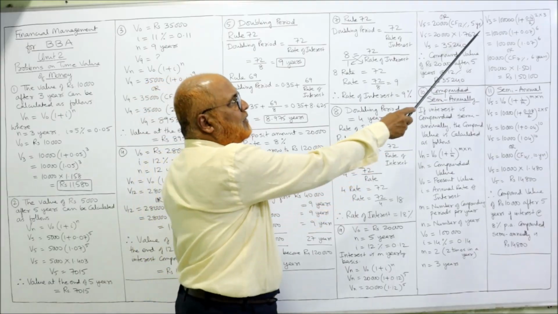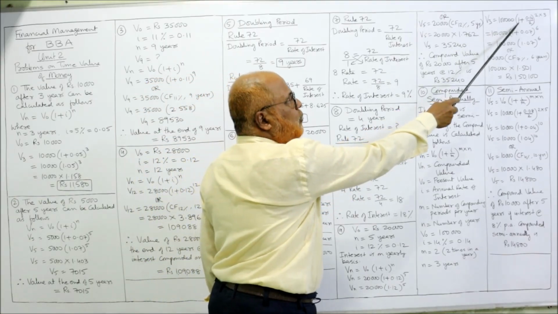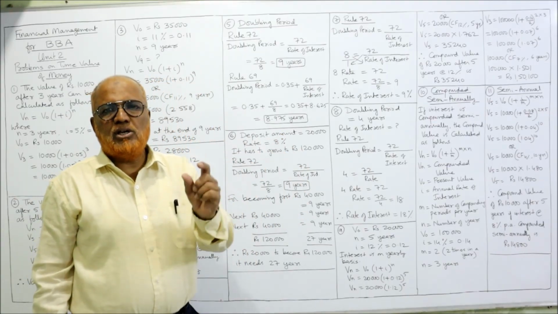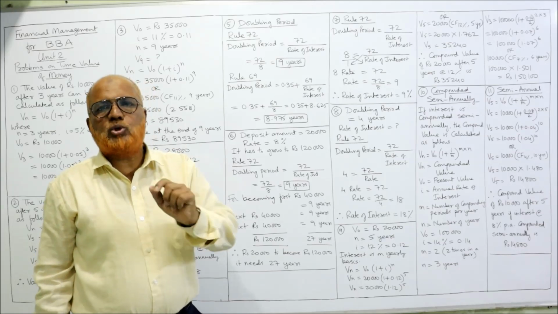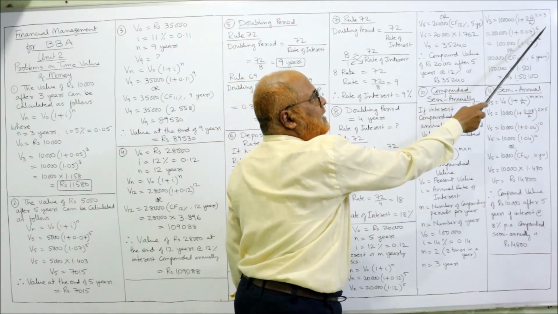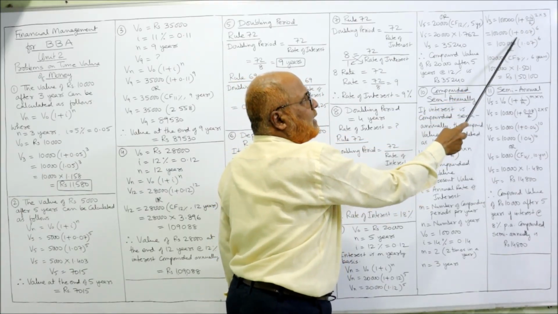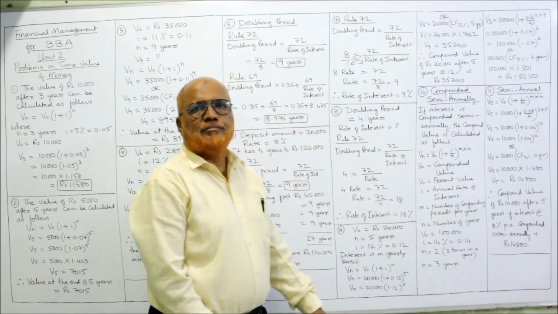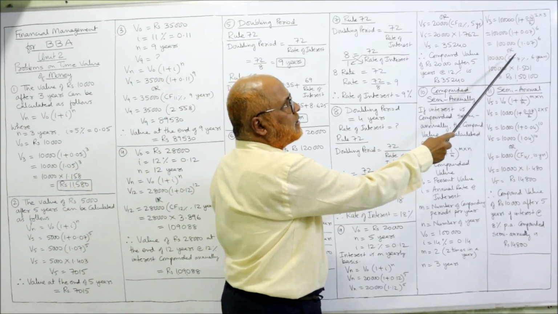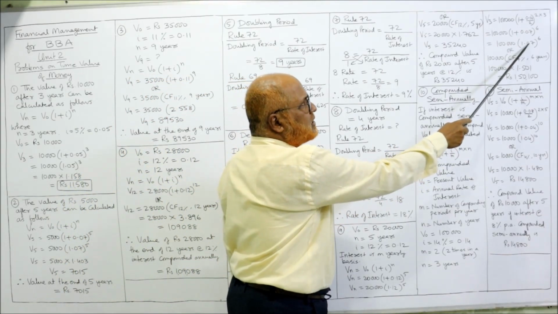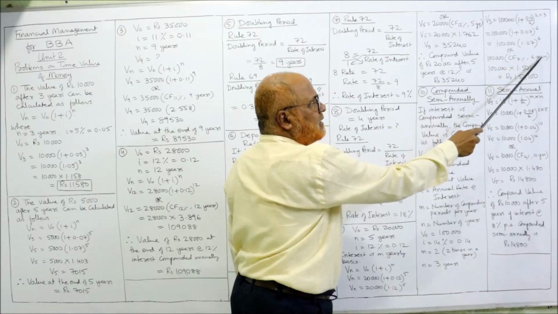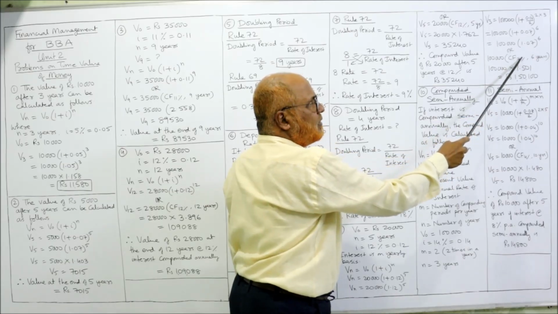Now we substitute. V3 is equal to 1 lakh into (1 plus 14 divided by 2, which is 7%). 0.14 divided by 2 is equal to 0.07. 2 into 3 is 6. So 1 lakh into 1.07 to the power of 6. Or if we use the compounding factor, then 1 lakh into compounding factor 7% for 6 years. In bracket, the power is 6, that means 6 years. And here 0.07, 7%.